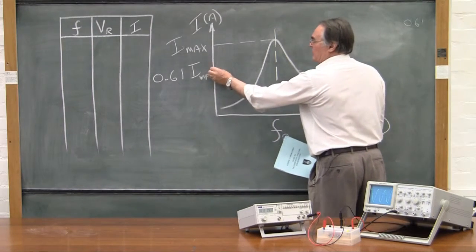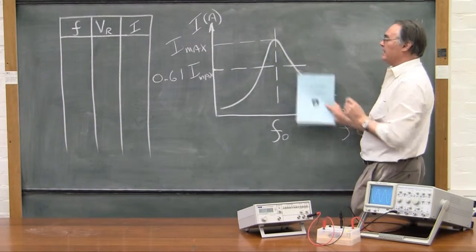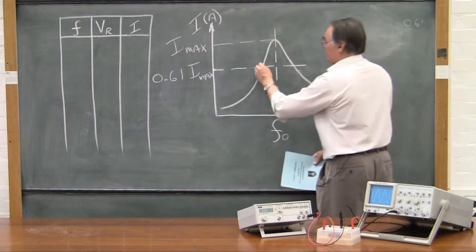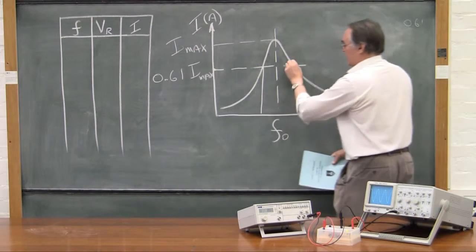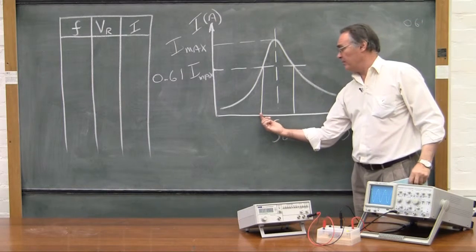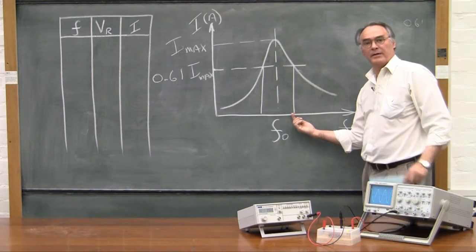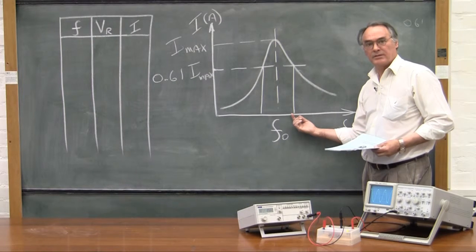From this point you draw a line, and where this line cuts your curve, you drop 2 lines down like that. This interval from some frequency here to some other frequency there is 2 standard deviations.